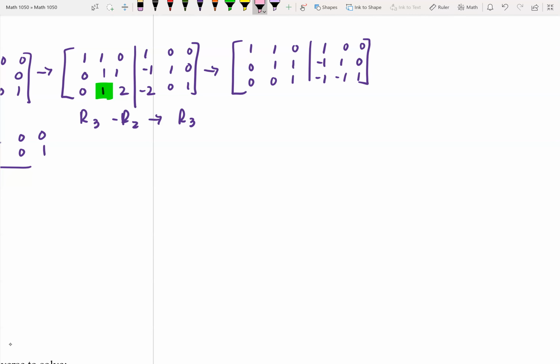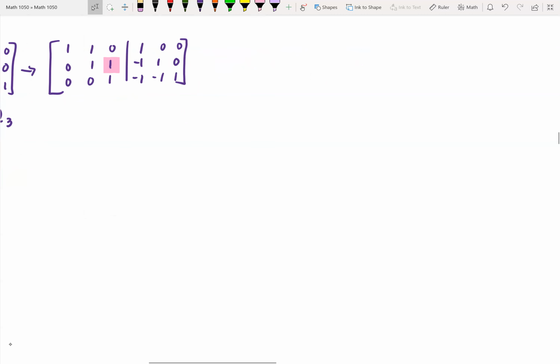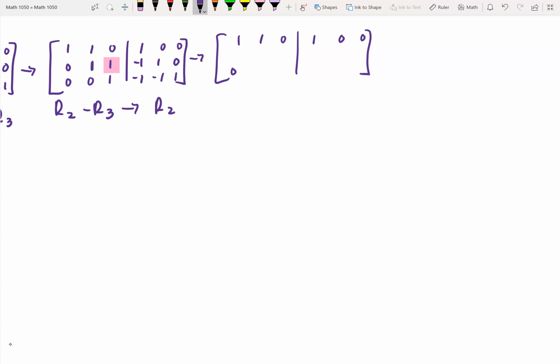The next step is to get a 0 right there. So I could go row 2 minus row 3 or row 3 minus row 2. Which one's correct? 2 minus 3 or 3 minus 2? 3 minus 2. Is it 3 minus 2? It's the other way. 3 minus 2 would give me a negative 1 right there, and I want a 1. So I'm going to go row 2 minus row 3 becomes my new row 2. So row 1 doesn't change. Row 3 doesn't change.